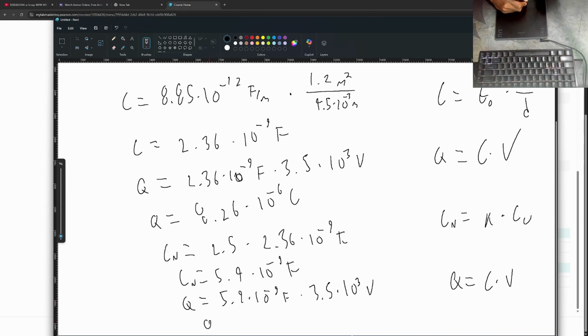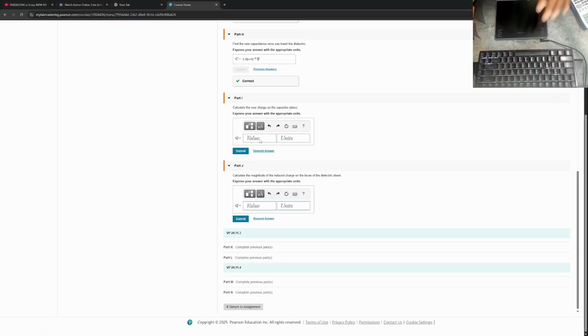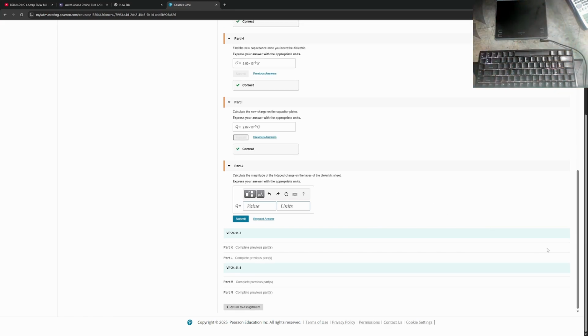And so then we have a charge of 2.07 times 10 to the power of negative 5 coulombs. The next part asks us to calculate the magnitude of the induced charge on the faces of the dielectric sheet, which is just the same Q induced formula we had.